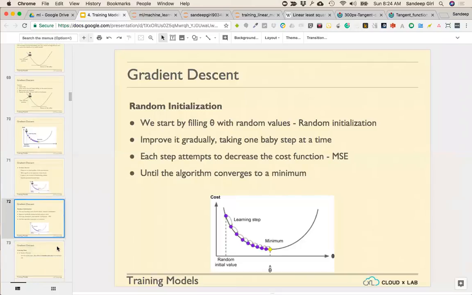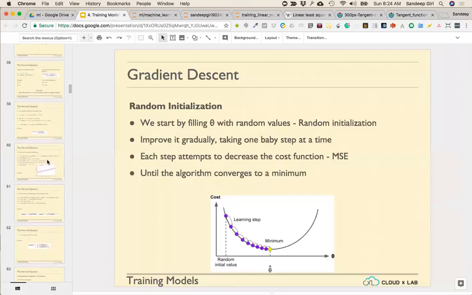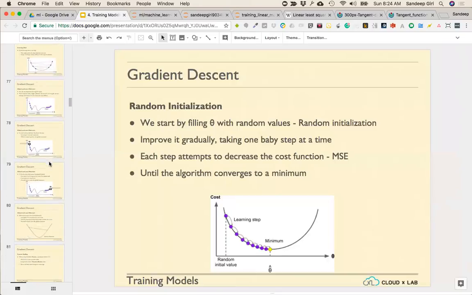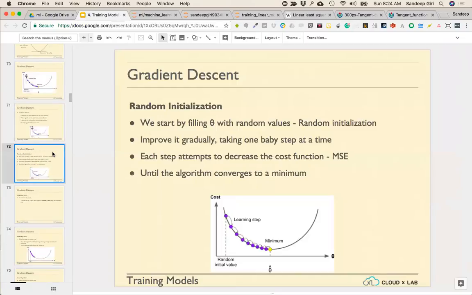All right, so we start with filling theta with random values. Let me go up, and I think we'll come back to that same equation. Theta is the coefficient that we are trying to figure out, and we start with random initial values. Then we improve gradually, taking one step at a time. Each step attempts to decrease the cost function, the overall mean square error, until the algorithm converges to a minimum.